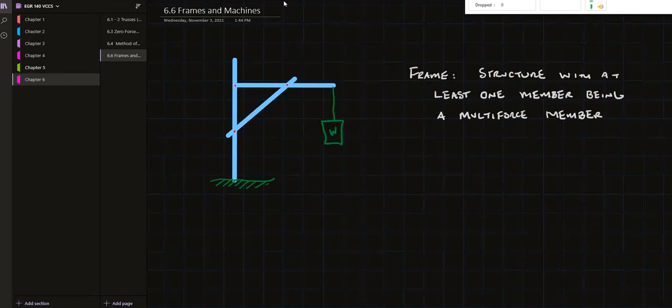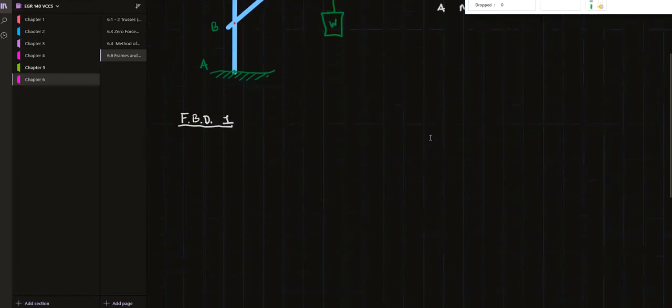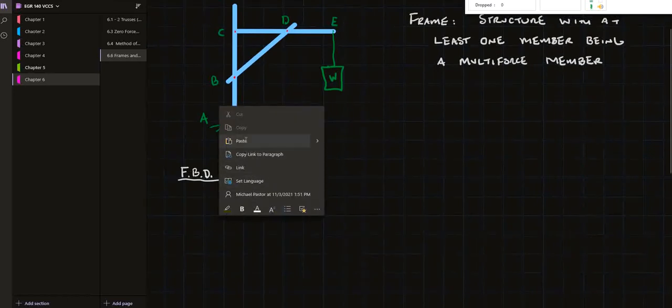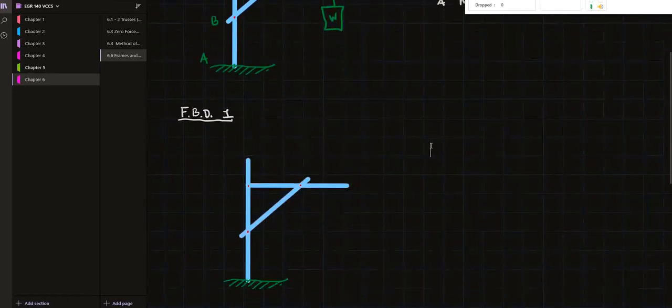and it's buried in the ground here at A. Label these C and D. This point, we can call it E. So like all structures, I can create a free body diagram of the entire structure. And we'll do that.